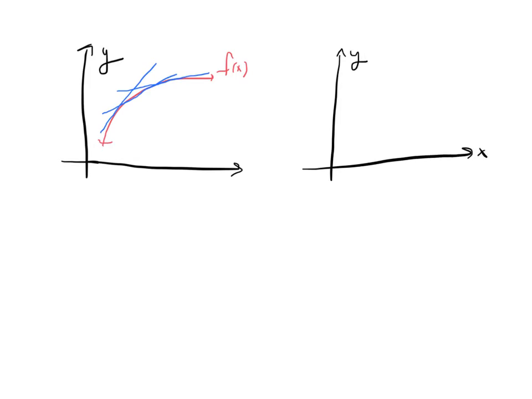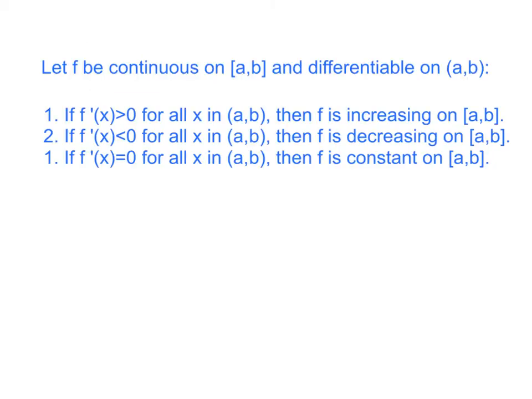Now, if you drew a function that was decreasing, and then drew tangent lines to that function, you might notice that all of your tangent lines have negative slopes. We use that information to test where a function may be increasing or decreasing. Increasing function means positive slopes, decreasing function means negative slopes.